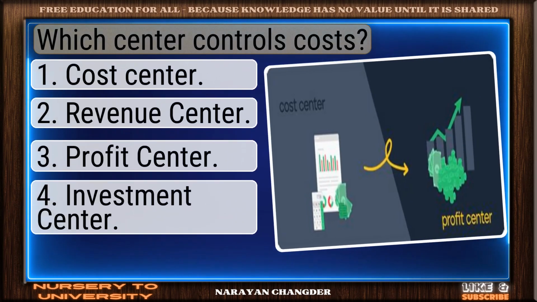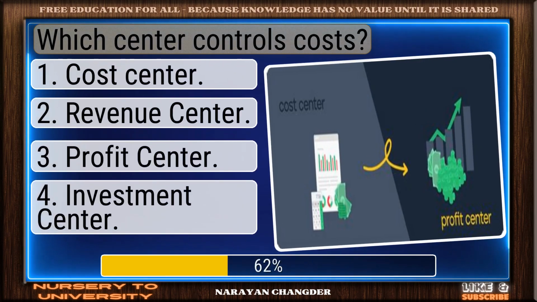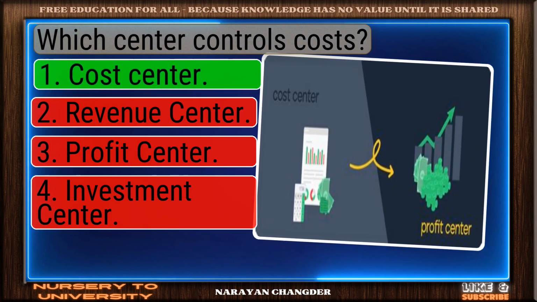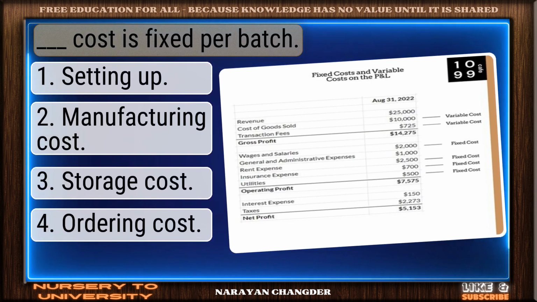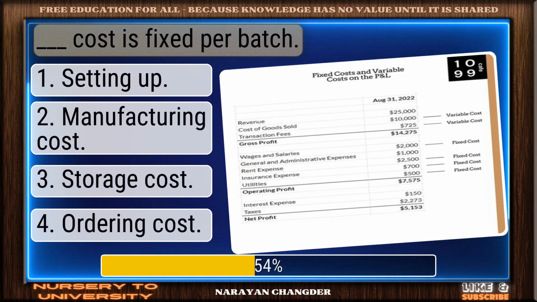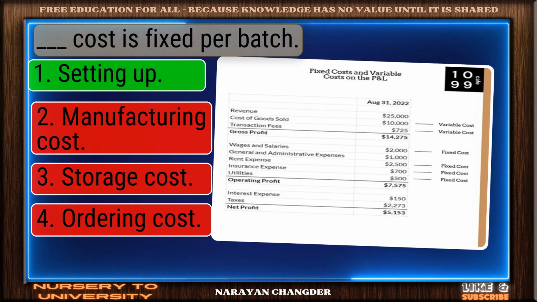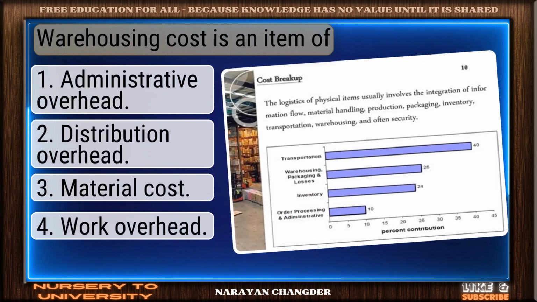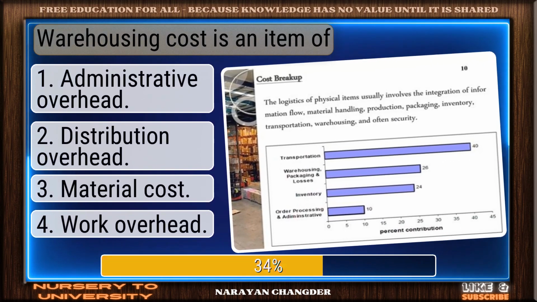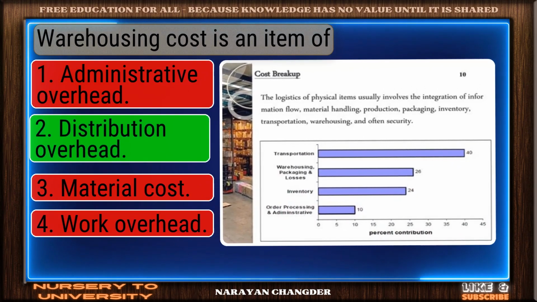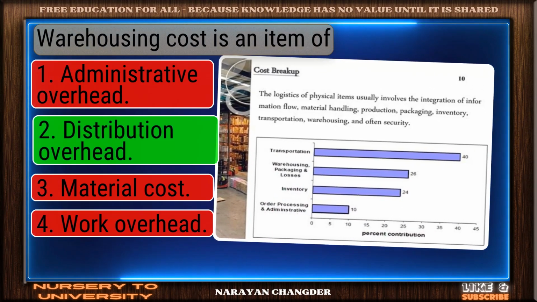Which center controls costs? Great thinking. Cost center is right. ___ cost is fixed per batch. Nice selection. Setting up is correct. Warehousing cost is an item of... Solid response. Distribution overhead is valid.